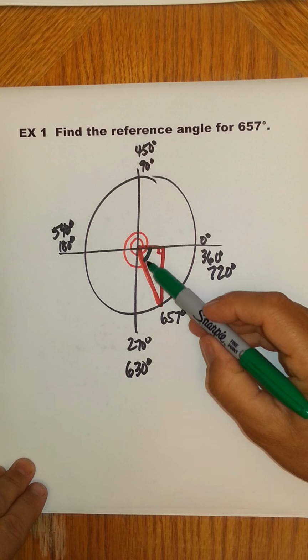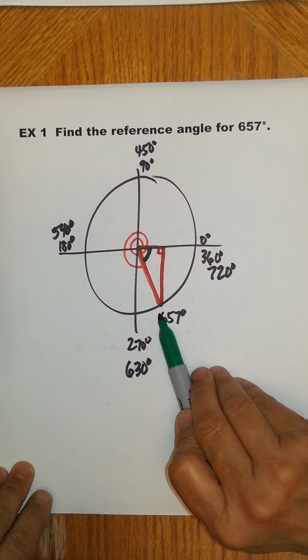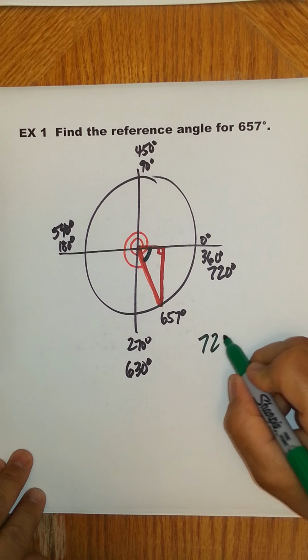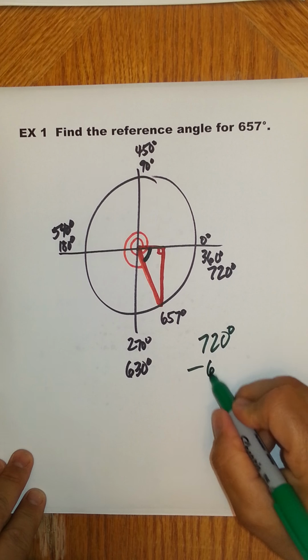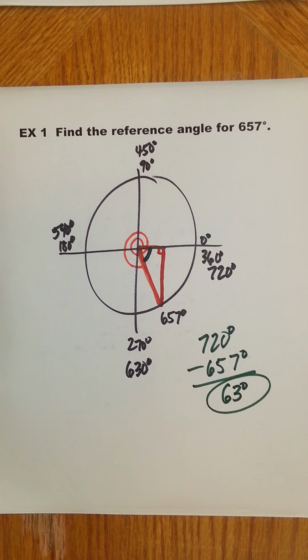So if I now want to find what this motion is, it's the difference between 720 and 657. So let's take 720 minus 657, and you get 63 degrees. That is my reference angle.